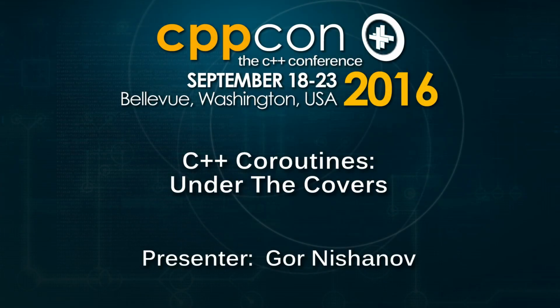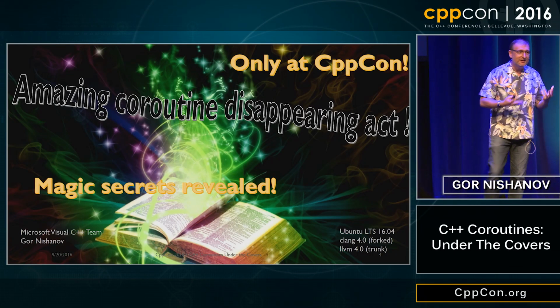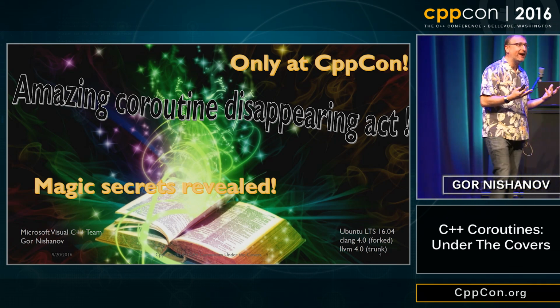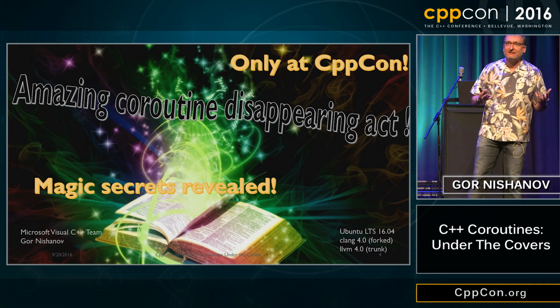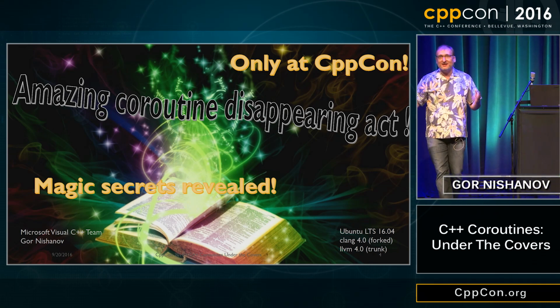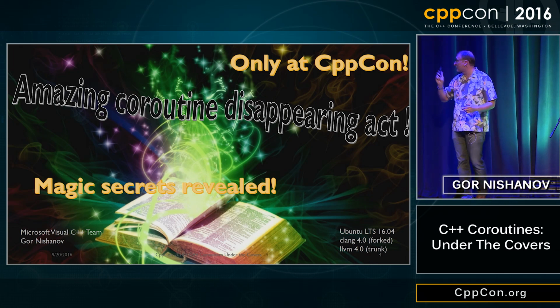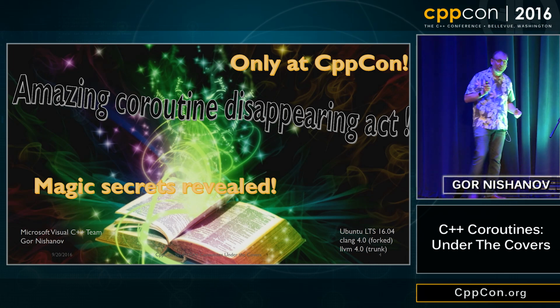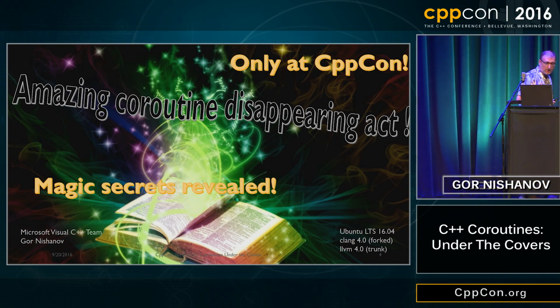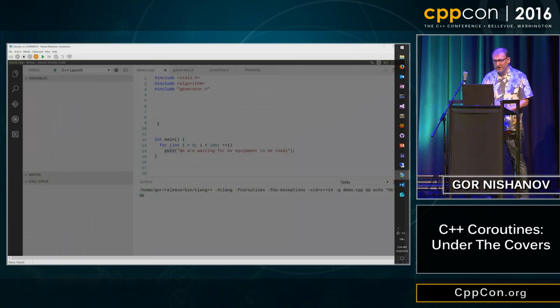So we will be talking today about the magic behind the coroutines. Essentially, we'll start with this wonderful, incredible, disappearing coroutine act right before your eyes. And what we have here is, you already saw, Ubuntu LTS 16.04, forked Clang, and a trunk of LLVM 4.0 from the trunk. So let's just start with the magic act.